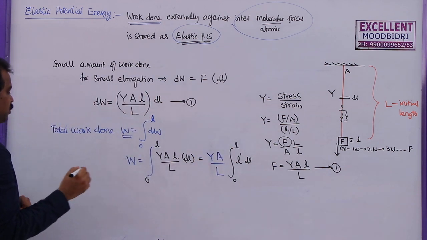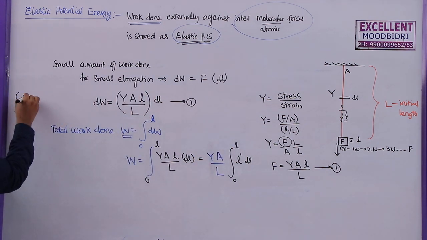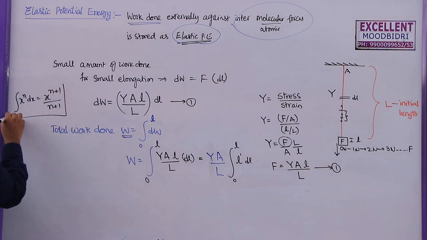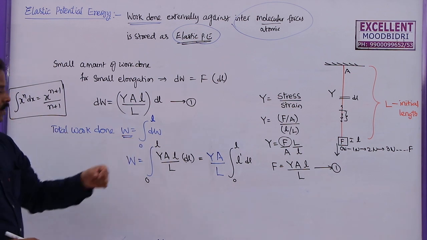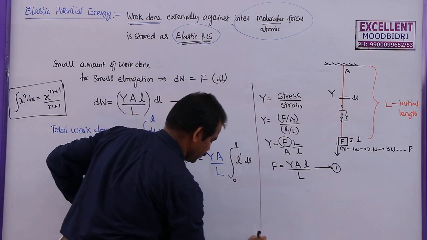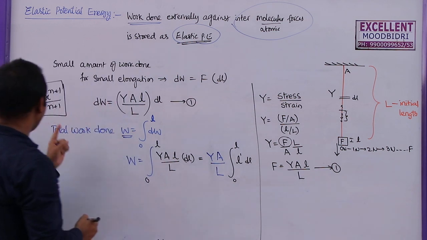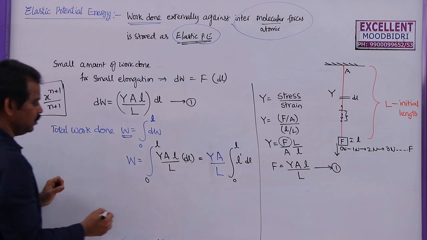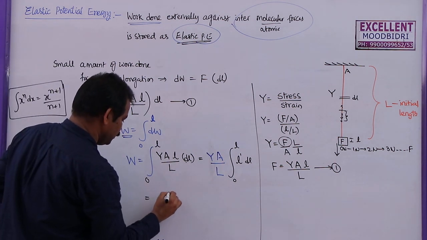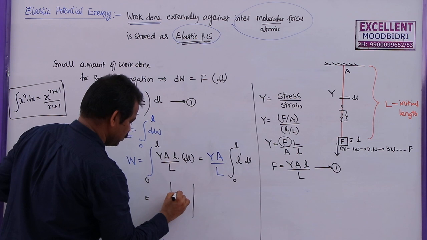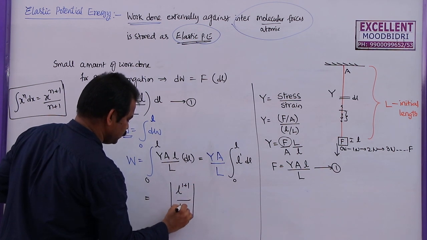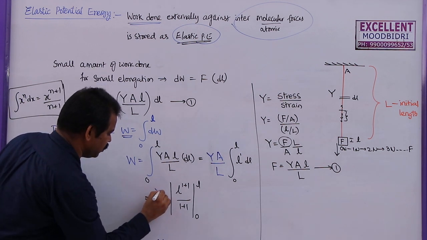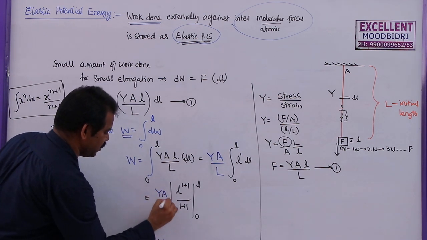Now the remaining term is integral of l power 1 dl from 0 to L. We know that integration of x power n dx is equal to x power n plus 1 by n plus 1. So we are going to use the same formula here. We can write l power 1 dl is equal to l power 1 plus 1 by 1 plus 1 with limits 0 to L, and the constant that I have already brought outside was YA by L.